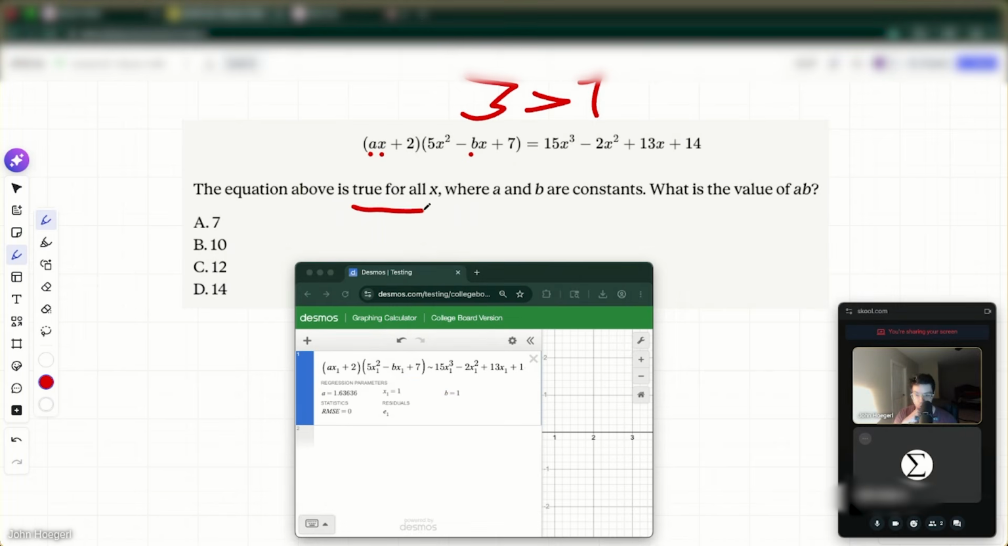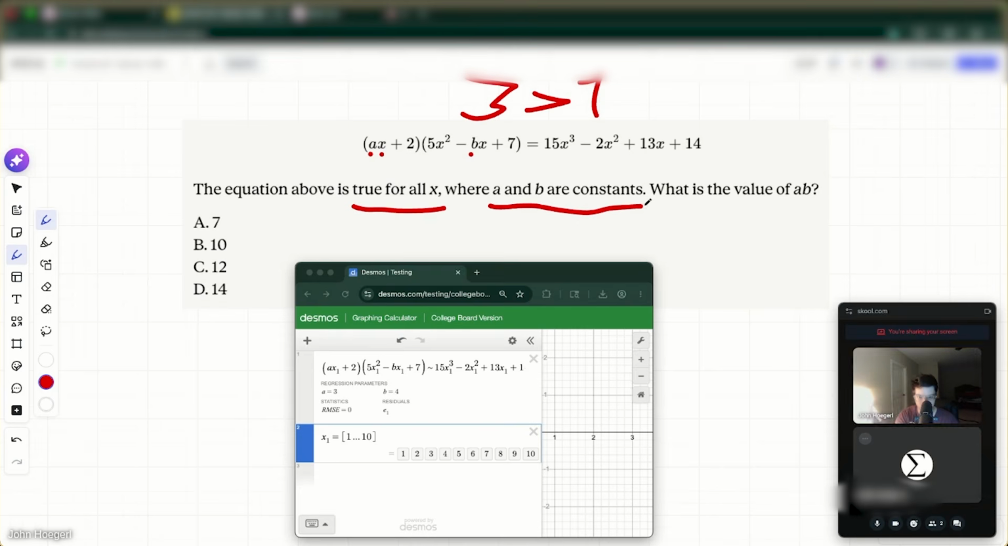It's saying this is true for all x. In order to put that constraint in there, I have to put x1 and then equals, as I said before, square bracket 1 dot dot 10. And then it says here a and b must be constants. When it says that a and b must be constants, there's nothing you really have to do for that. The SAT doesn't use imaginary numbers anymore, so we don't really need to worry about that.